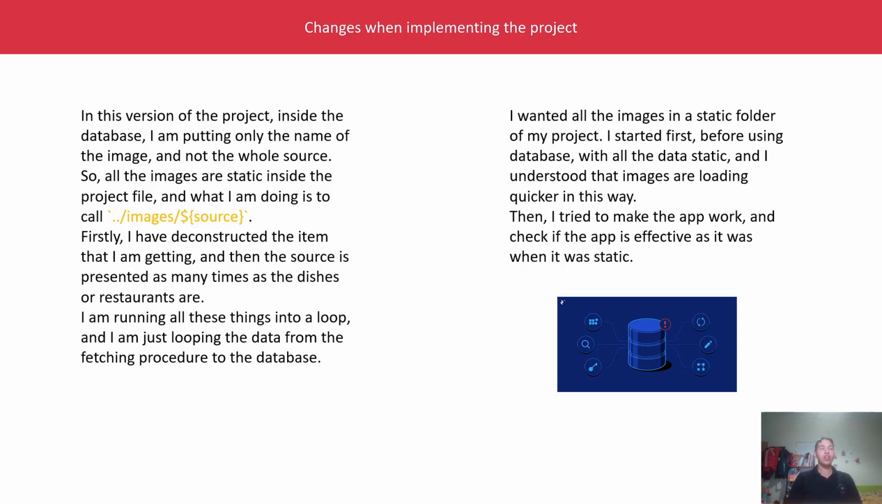I have made a change when implementing this project. I have all my images statically inside a folder of my Capstone project, and I'm getting only the name of the image from the database. So I'm just taking this name and I'm putting a dollar in curly brackets, and the other thing is static. When I'm taking this data, I'm doing a loop, and all the dishes and the restaurants, of course, are created.